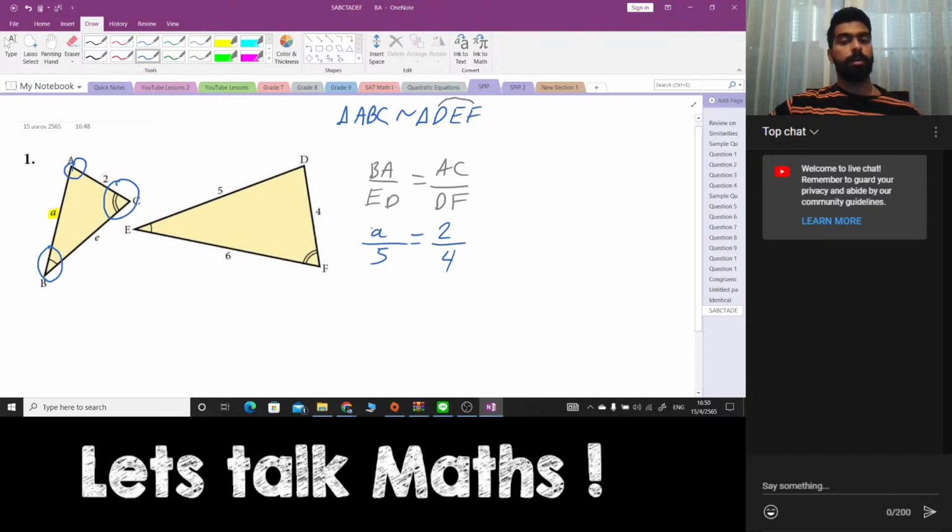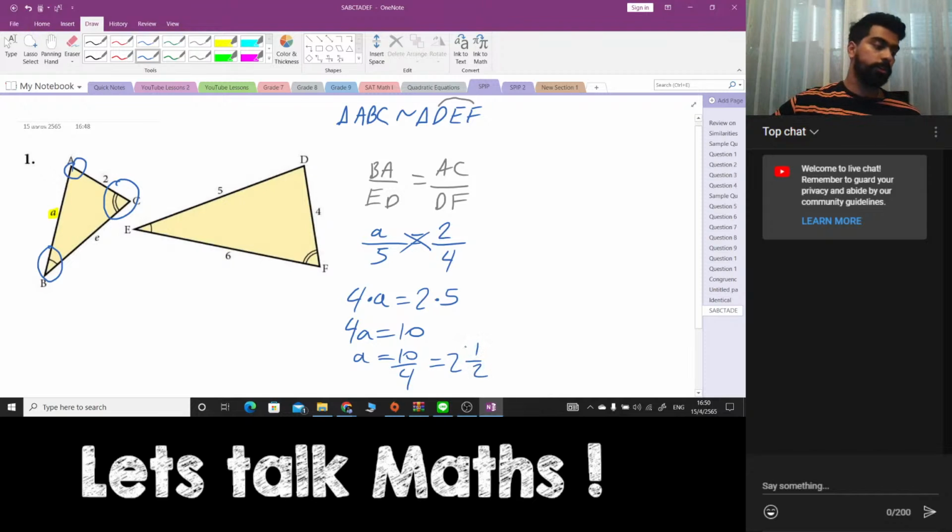So now we can solve for our A by cross multiplying. So 4 multiplied with A is equal to 2 multiplied with 5, right, guys? So 4A is equal to 10. A is equal to 10 over 4, which is equal to 2.5.